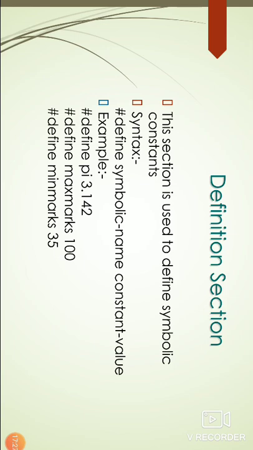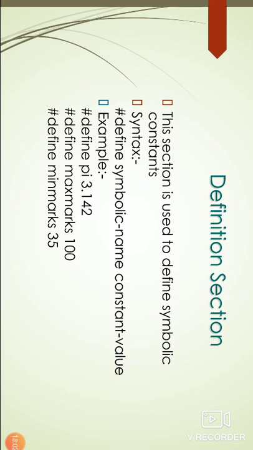Next one is definition section. This section is used to define symbolic constants. So in the definition section we define symbolic constants. Here is the syntax. First, hash define, space, symbolic name, space, constant value. So see this: hash define space symbolic name space constant value. So this is the syntax.